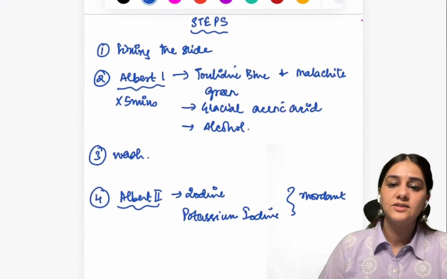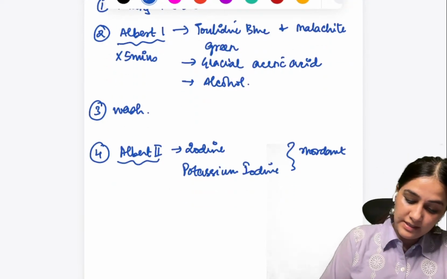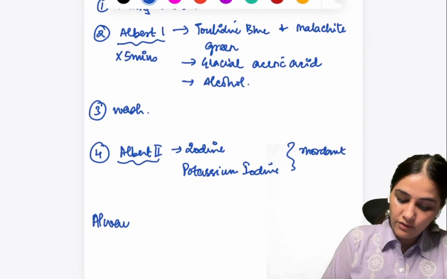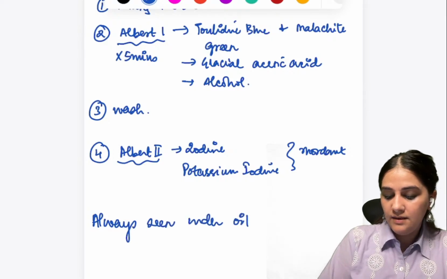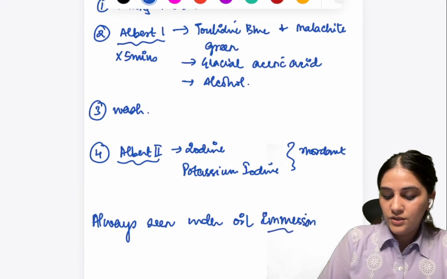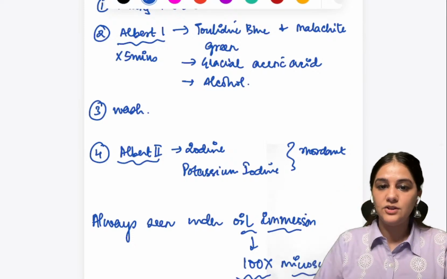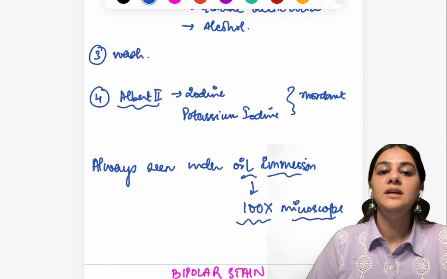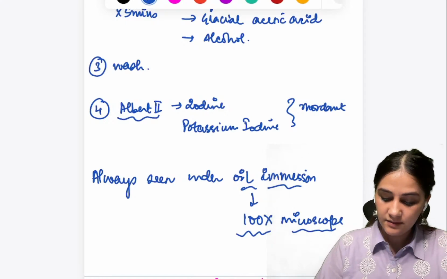And all these stains, just remember, all of these staining methods are always seen under oil immersion. So what is oil immersion? It is under the 100x microscope, right? That is its magnification, and on that microscope only we see all these stained specimens, right?